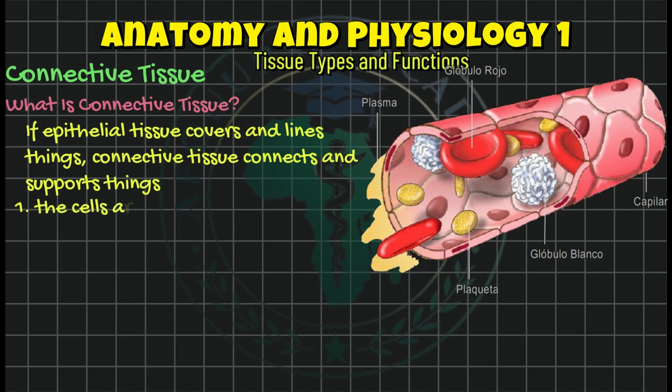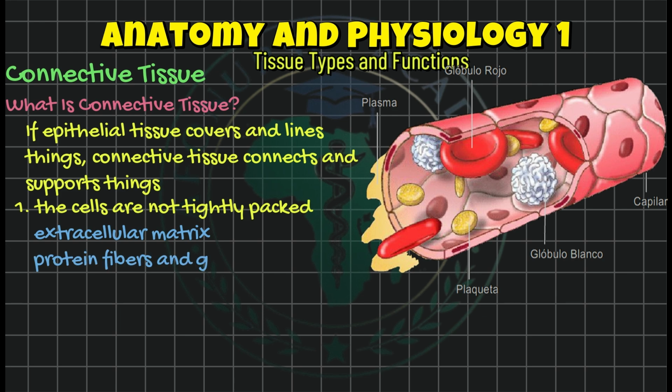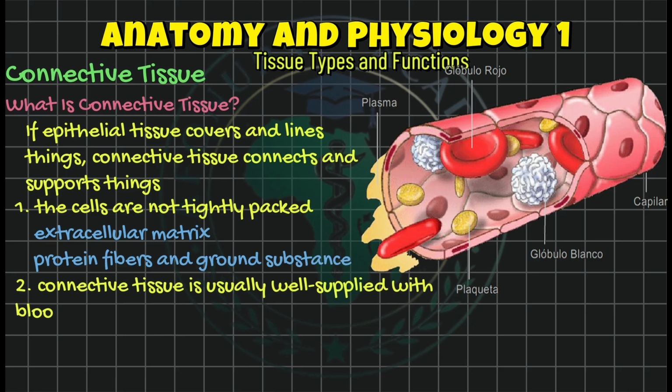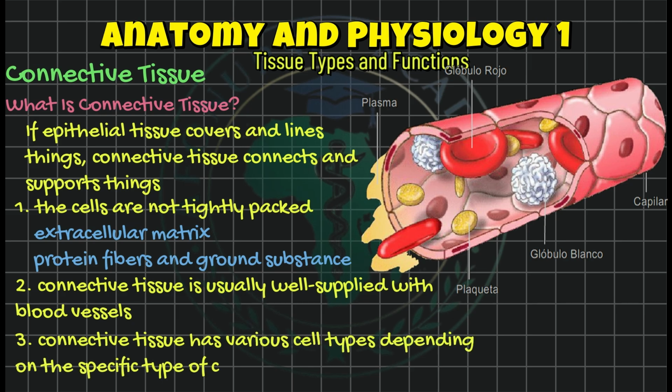First, the cells are not tightly packed. They spread out in something called the extracellular matrix. This matrix is like the ground substance that cells sit in, and it's made of protein fibers and ground substance. Second, connective tissue is usually well supplied with blood vessels, unlike epithelial tissue. Third, connective tissue has various cell types depending on the specific type of connective tissue.